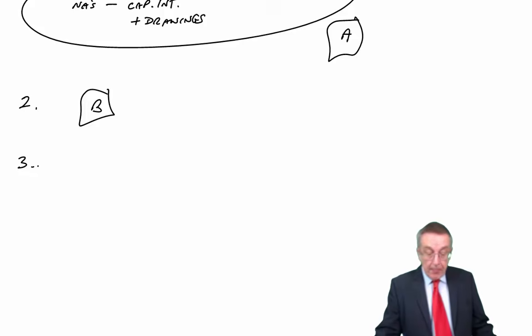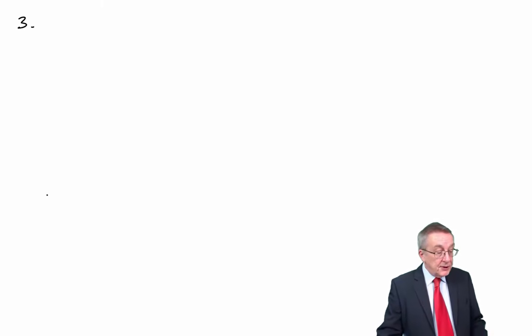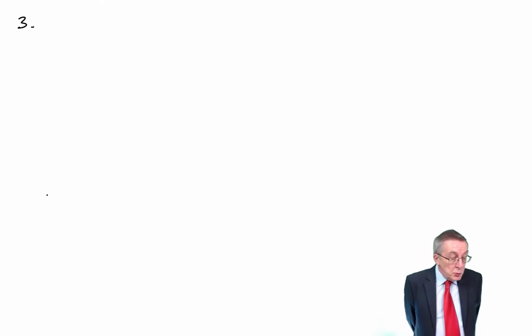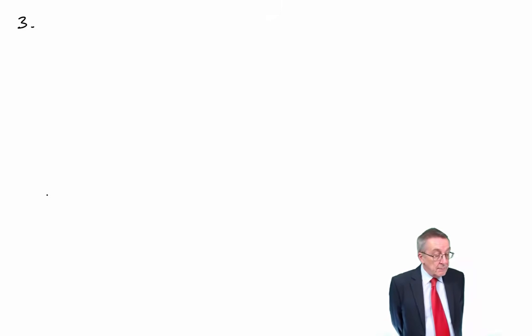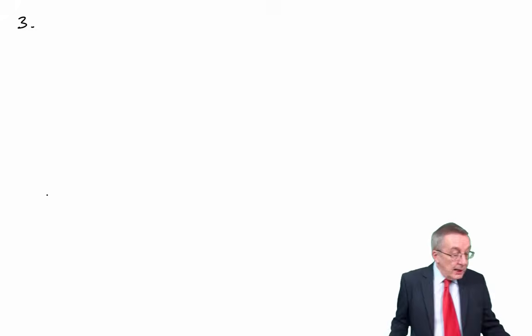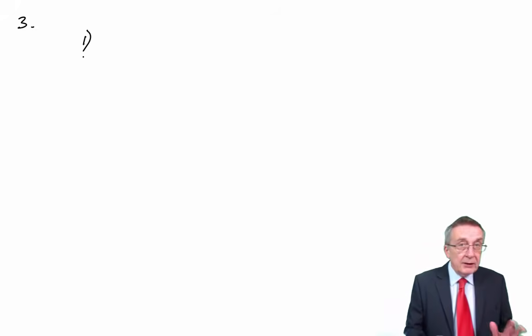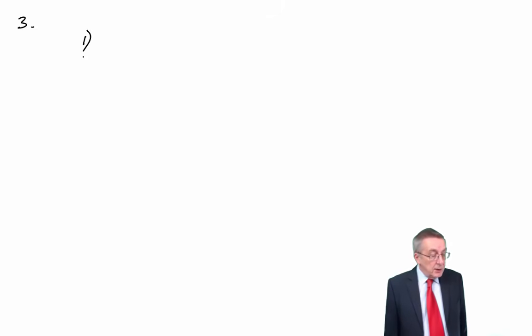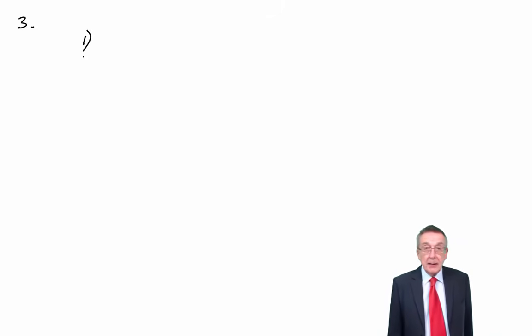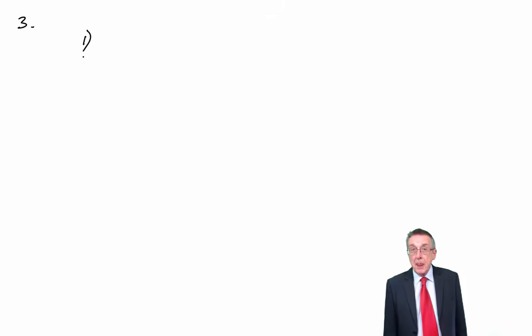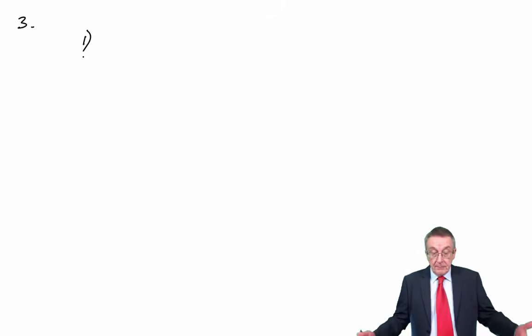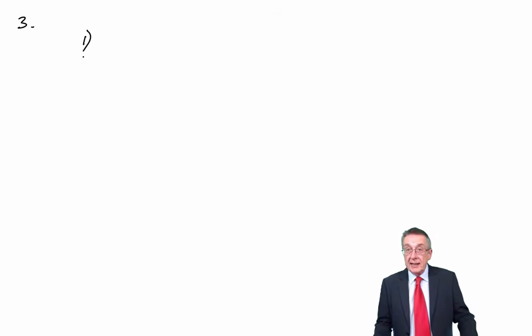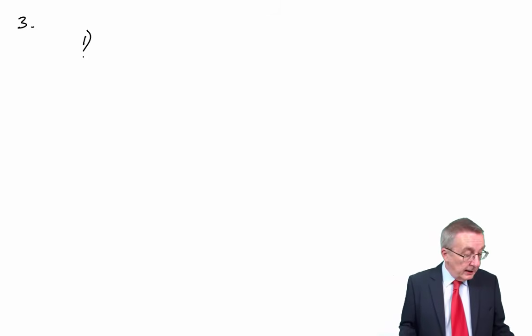Number 3, which of the following statements are true of limited liability companies? Number 1, and the wording here, they are trying to trick you a bit on these. Number 1, the company's exposure to debts and liabilities is limited. No. There's no limit. If they owe money, they owe money. That's not true.